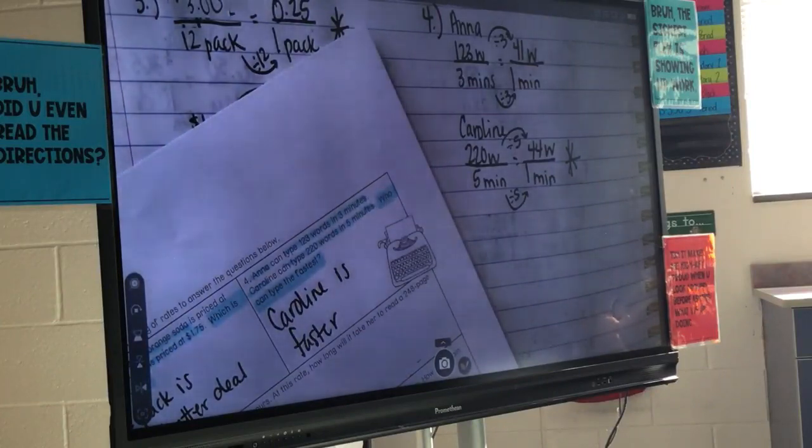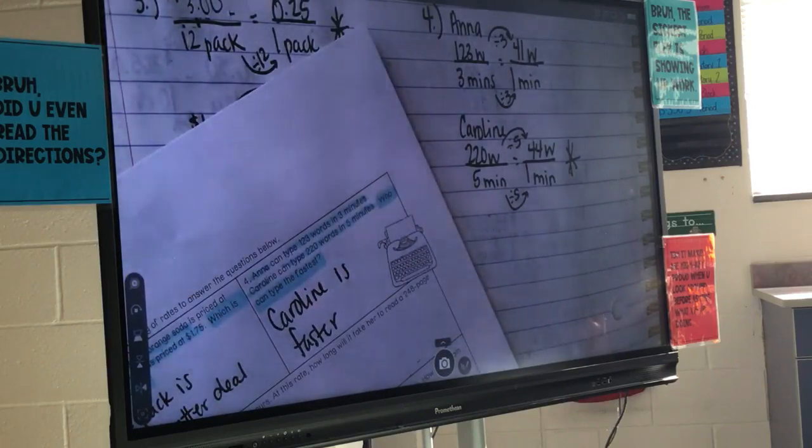Because remember, you're looking for the fastest, not the slowest, not the smallest number. No, I'm just thinking it would be the Anna person. No, because she types slower than Caroline. The question says who types the fastest. You got to read these questions carefully.